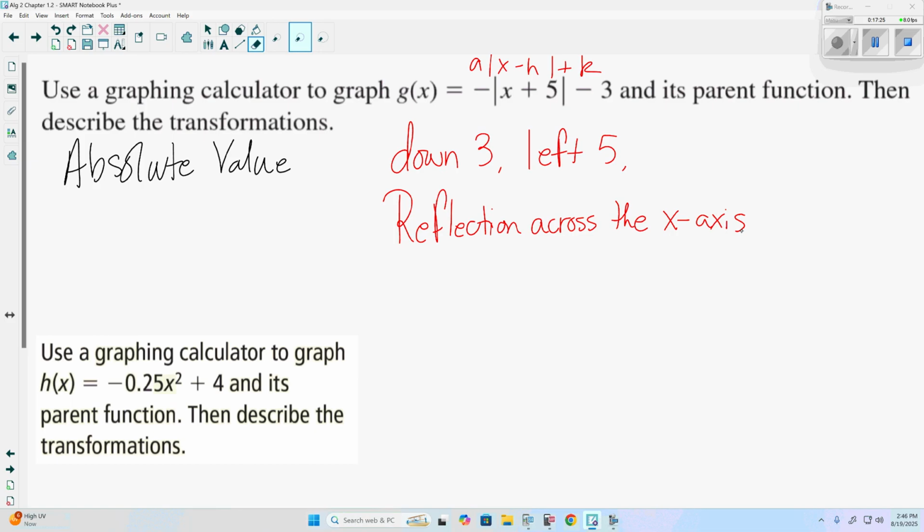We see that there? h and k tell us one thing. h is either left or right, and k tells us we're moving up or down, one or the other. a is either a vertical stretch or shrink, or a reflection, because we can have both. It can stretch or shrink it vertically and reflect it. We can have both of those.